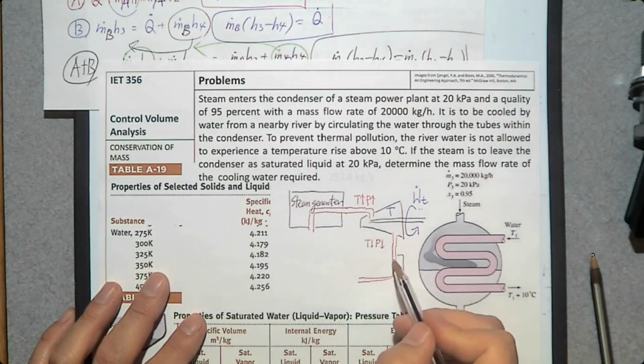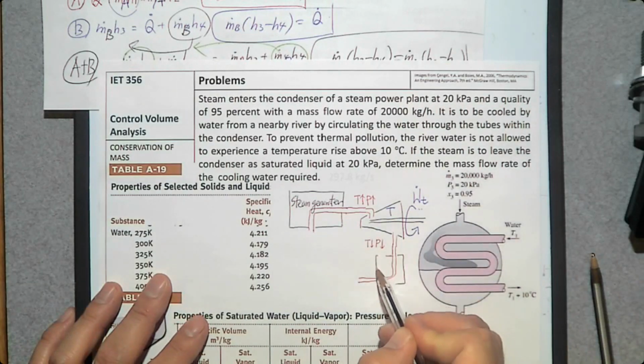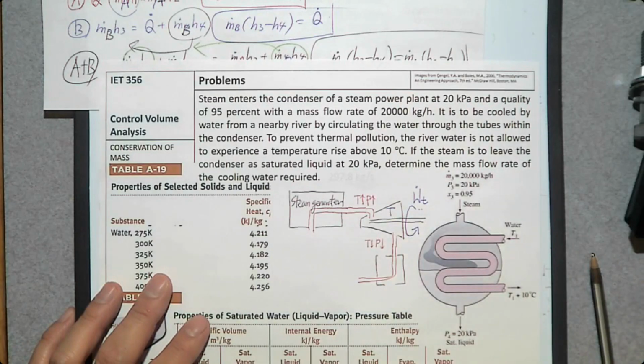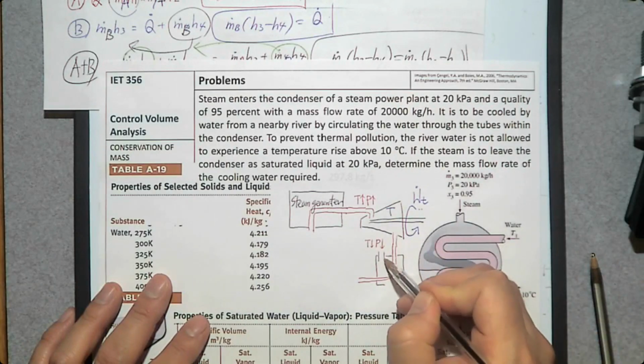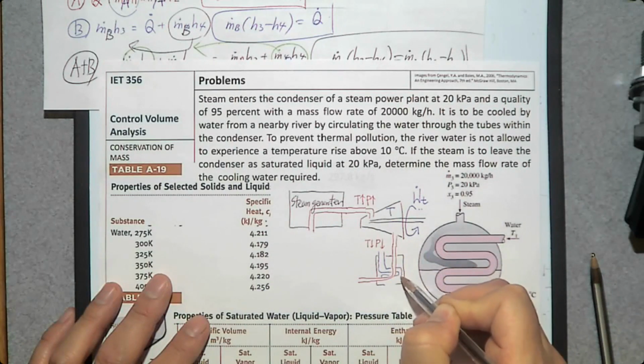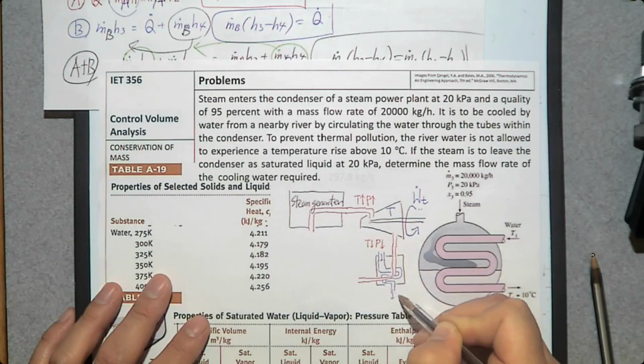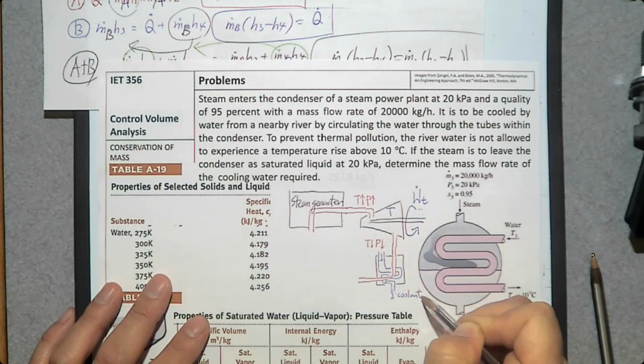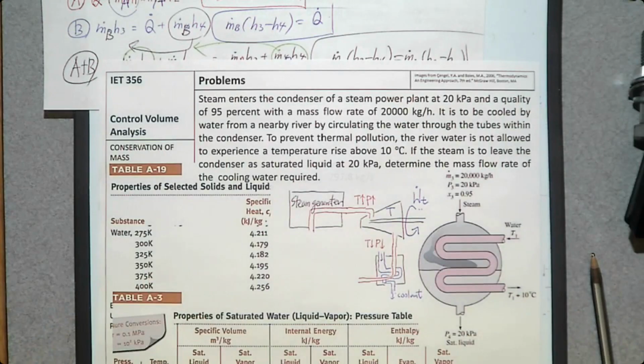We have a condenser where we pump water from a nearby lake or river. Then you can cool this steam. That's where coolant runs through, so we can reject any waste heat from the steam.